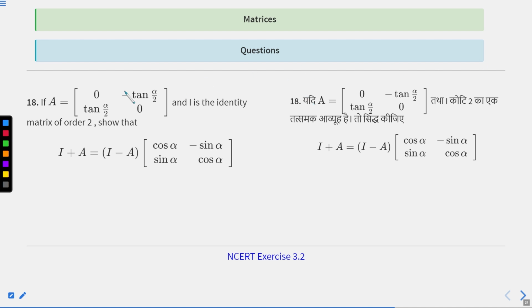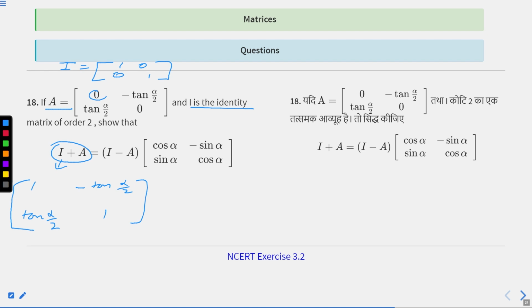Problem 18 says, if matrix A is given like this and I is the identity matrix of order 2, meaning 1 0 0 1, then we have to show that on the left hand side, I plus A, which is 1, minus tan alpha by 2, tan alpha by 2 and 1. This will be your I plus A.